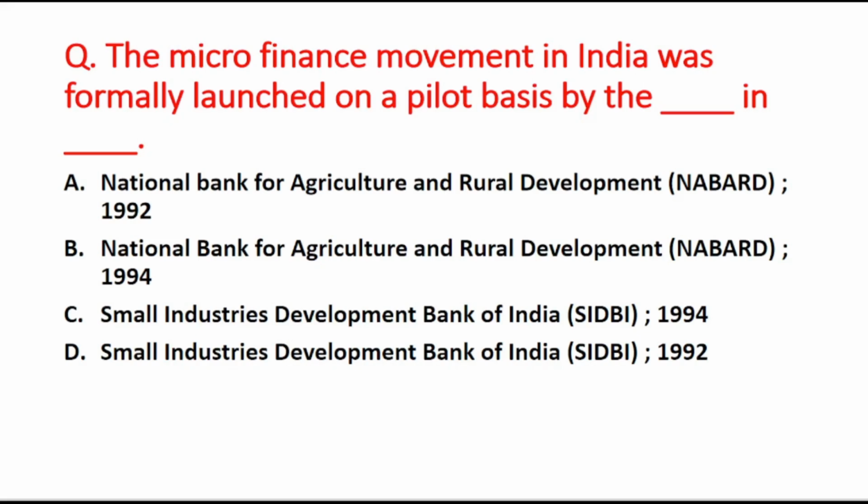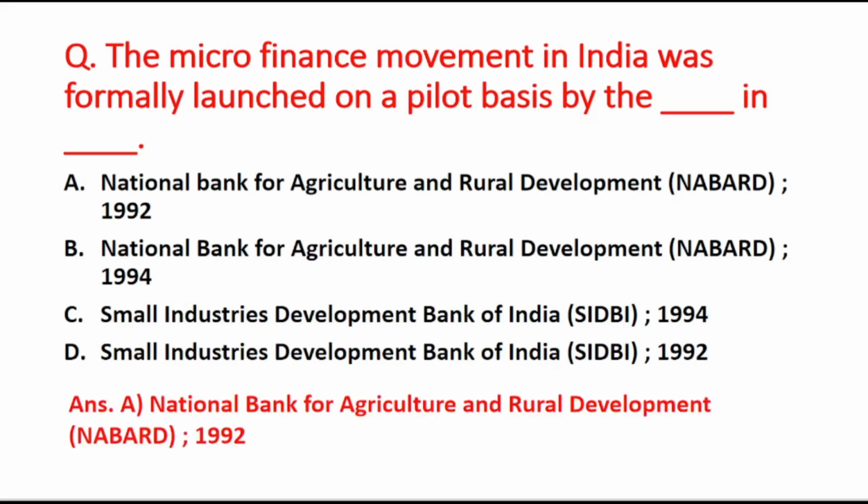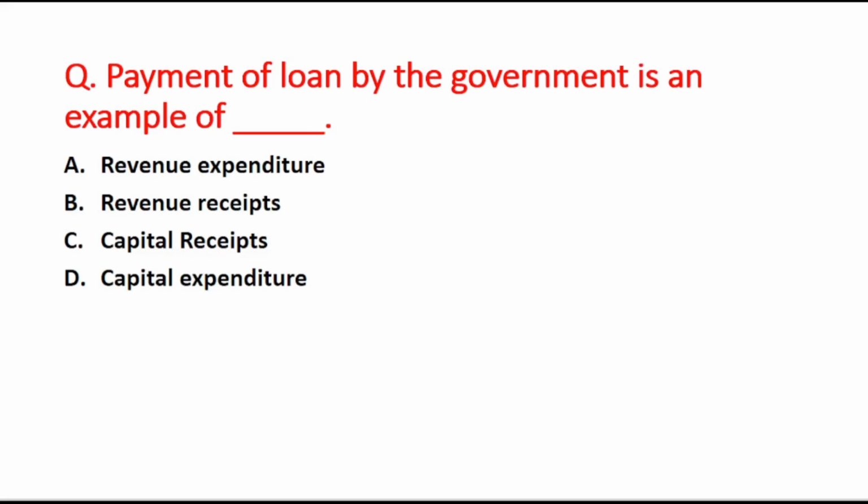Your A option is NABARD, that is National Bank for Agriculture and Rural Development, in the year 1992. B option is NABARD, launched this movement in the year 1994. C option is SIDBI in the year 1994, and the D option is SIDBI in the year 1992. So the right answer is option A, that is microfinance movement in India launched by the NABARD Bank in the year 1992.